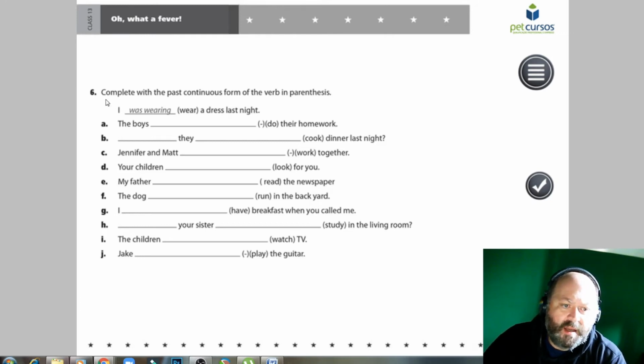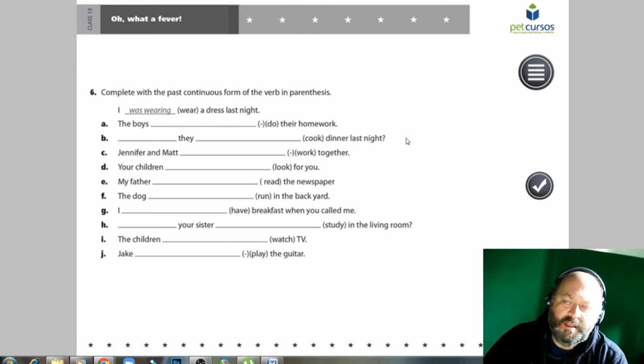Exercise 6. Complete with the past continuous form of the verb in parentheses. Agora, então, é o past continuous, vai ter que usar o to be com o verbo ing. Ok? Respect the negatives. And you have the interrogative forms, of course. And just use the verbs in the parentheses. Ok? That's no mystery. Aqui, por exemplo, tinha o verbo wear. Então, I was wearing a dress last night.